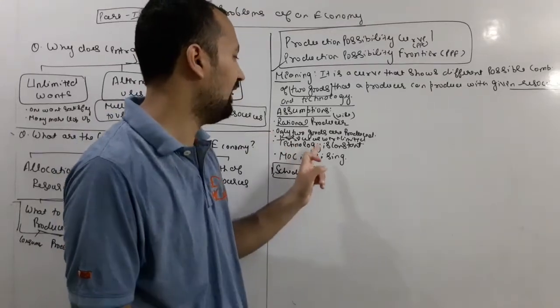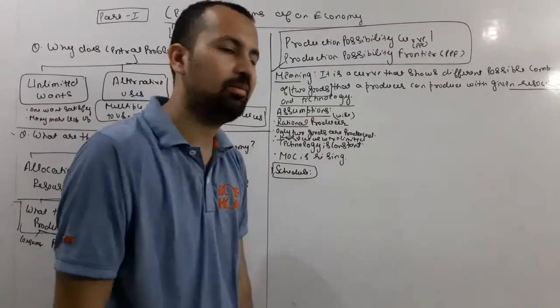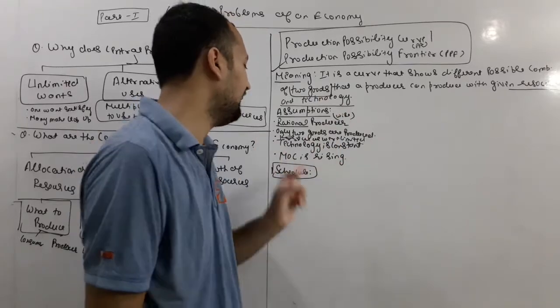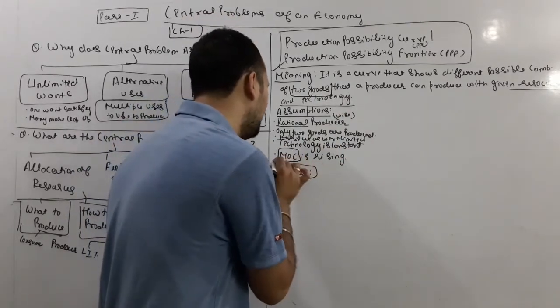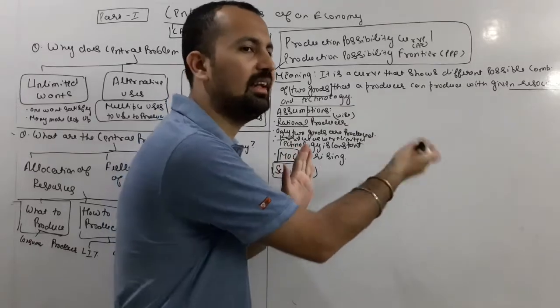Next is resources are limited. Resources were limited in the economy. Next is technology is constant. The last is ambition is rising. This concept we need to study in the next class or at the last of this class.